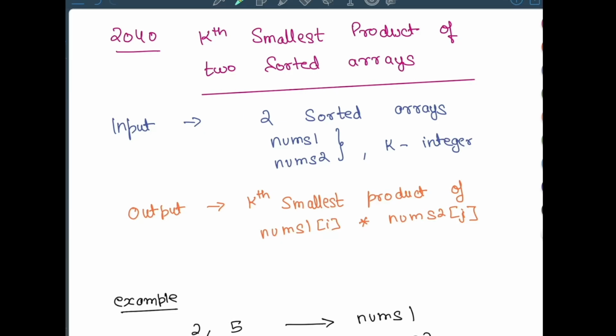In this video, we are going to solve the Leetcode problem of the day, and the problem is kth smallest product of two sorted arrays. Now the problem category is of hard level, but I would try to make it as simple as possible.